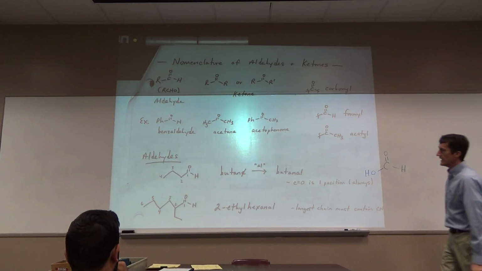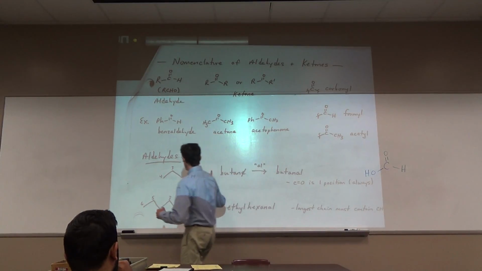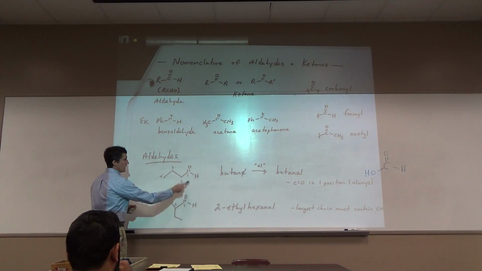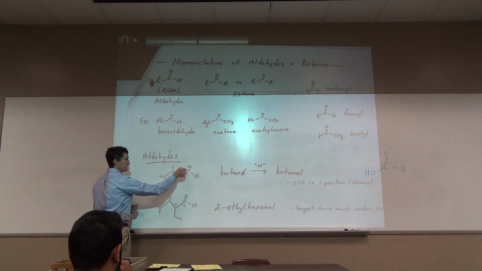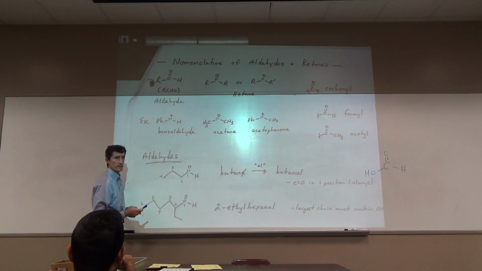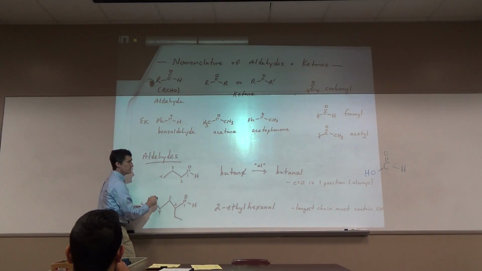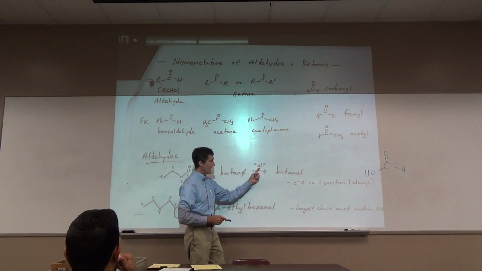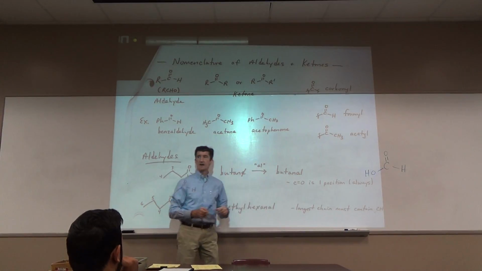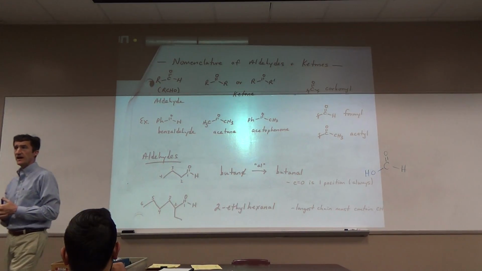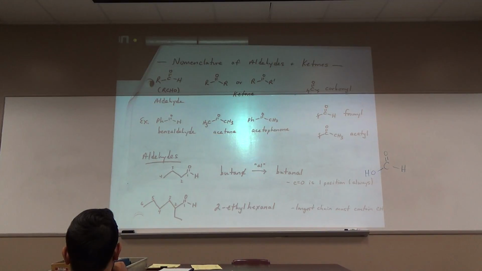Nomenclature of aldehydes. Longest continuous chain. The carbonyl is going to be the 1 position by default. 1, 2, 3, 4. Butane, remove the E, replace it with al. It becomes butanal. It's an aldehyde, so you're naming it as an aldehyde. Replace the E with al. If it was an alcohol, we would replace the E with ol, like butanol. This is butanal.